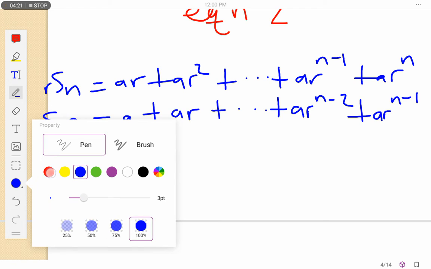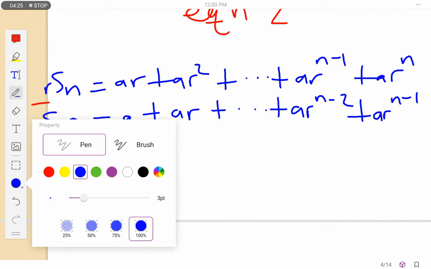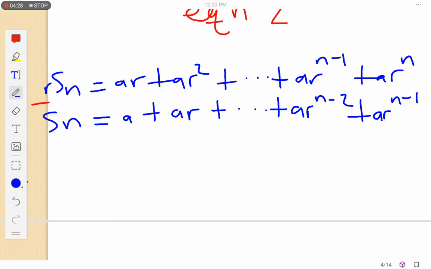Okay, now we want to subtract these two. Subtracting these two, for the first one I'll have r Sn minus Sn. That's the first one. Then for the second one, if I subtract this, I'll have minus... okay, let me just take out the common factor here.